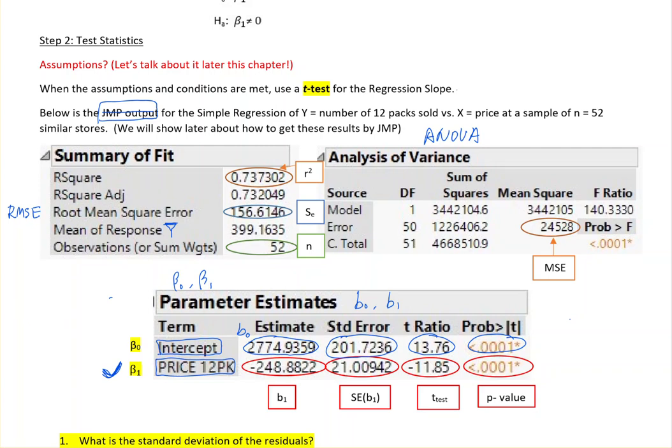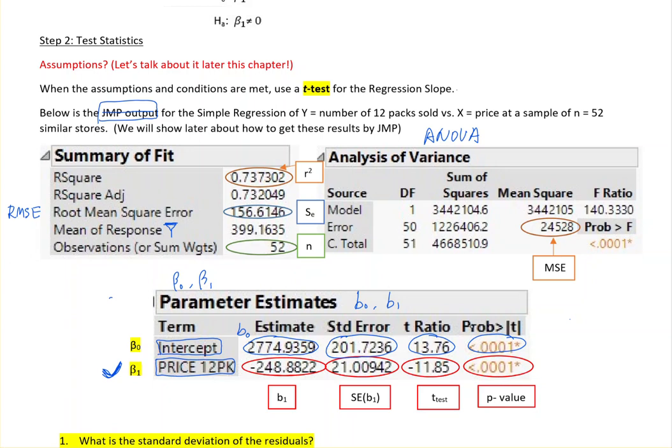Alright, and then next one will be the estimate of beta 1, which will be B1, right? Next one, the standard error of B1 will be 21.004942. Next one will be the t-test statistic for testing about beta 1. So you don't need to calculate the t-test statistic. Once you have the output, you have it just in this table.